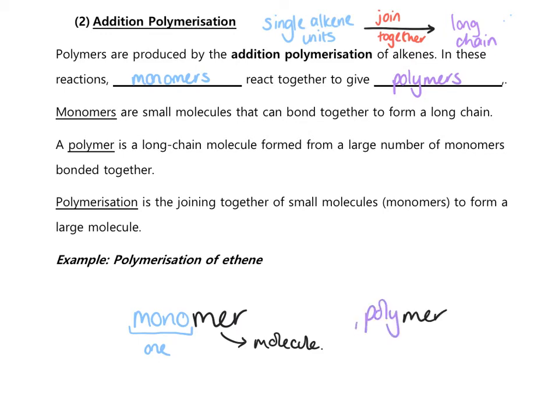Polymer then, well, poly means many, and again mer means molecule. So polymer means many molecules. So monomer is one molecule, polymer is literally many molecules.